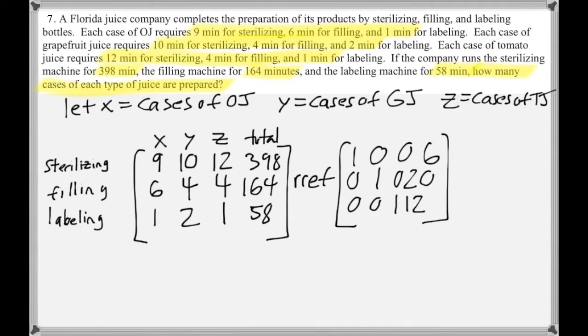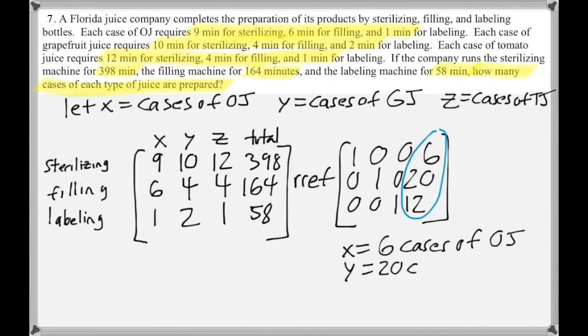So my final answer is going to be x is 6 cases of OJ, y is 20 cases of GJ, and z is 12 cases of TJ.